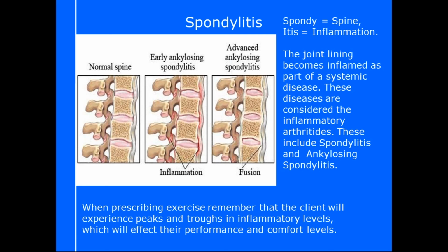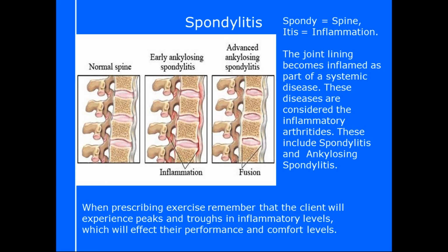However, with spondylitis, the joint lining becomes inflamed. It's part of a systemic disease, and these diseases are considered to be inflammatory arthritides, which means that they cause inflammation in the body, and they can be triggered by anything. They're autoimmune, so they can be triggered within the body. It could be as much down to the types of food this person eats that triggers their inflammation. Now these types of inflammatory arthritides include spondylitis and ankylosing spondylitis, and this is what happens with them.